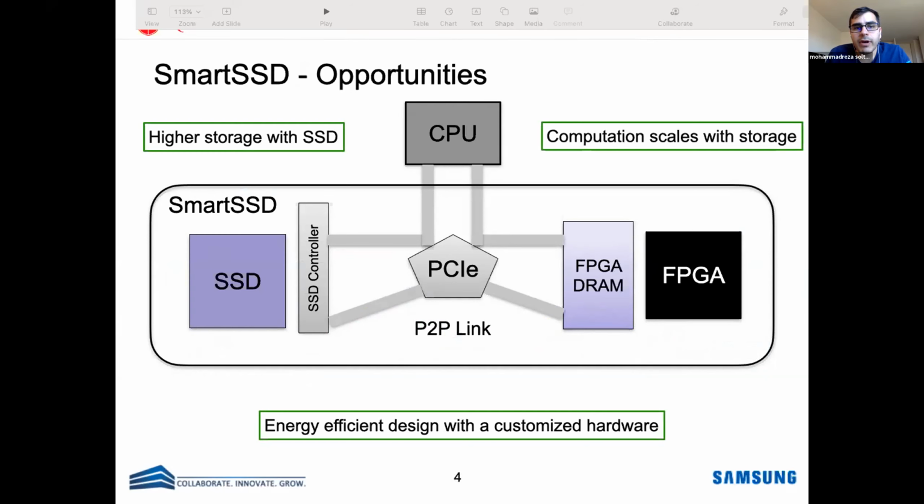These smart SSDs provide three opportunities that we can use for this AI-based recommendation system. First of all, smart SSDs have higher storage capacity than most DRAM-based systems, which allows us to use them for larger scale recommendation systems. Second, because of the FPGAs on board with the storage, the computation can scale with the storage. And lastly, because we have the FPGAs, we can customize the design on the FPGA, which allows us to improve the energy efficiency of the design.